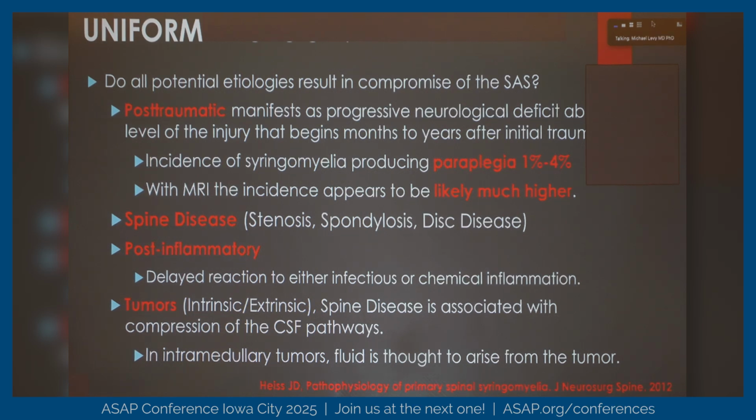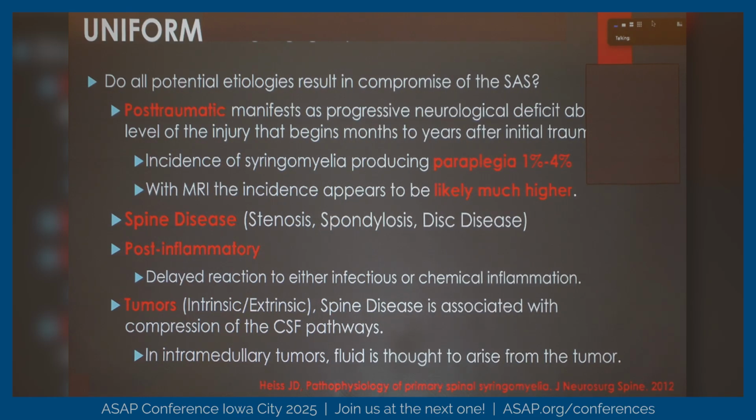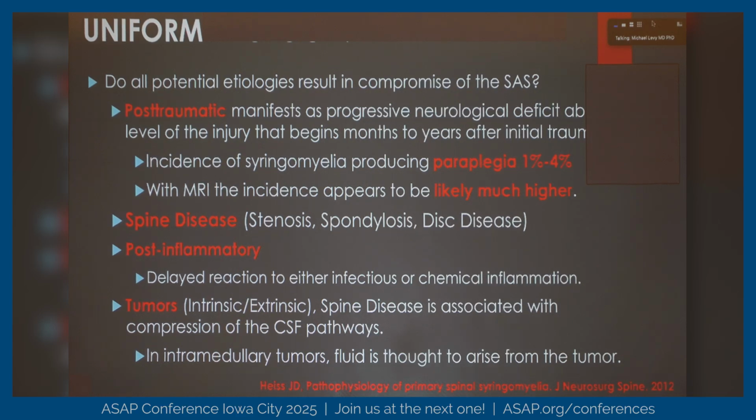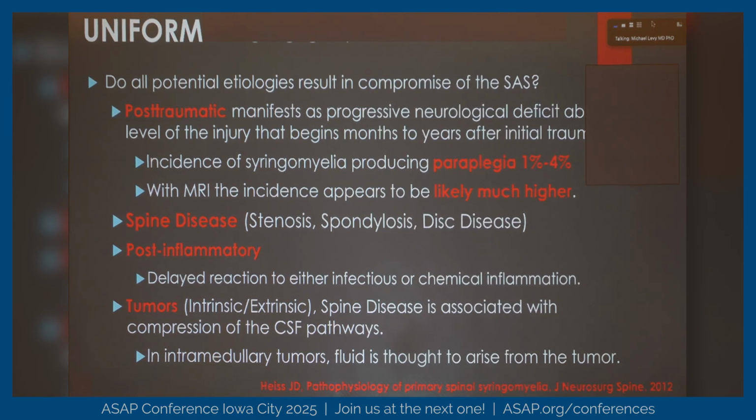So the way that I like to think about this is the presentation. Post-traumatic injuries manifest with progressive neurologic deficits, usually above or at the level of injury, that can occur months to years after the initial trauma. The incidence of associated paraplegia with the syrinx formation is 1 to 4%.